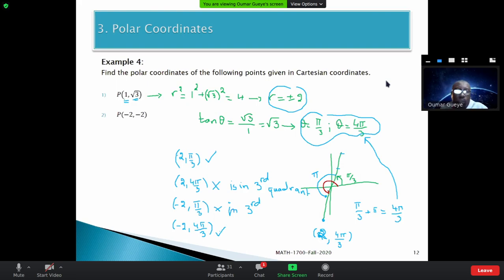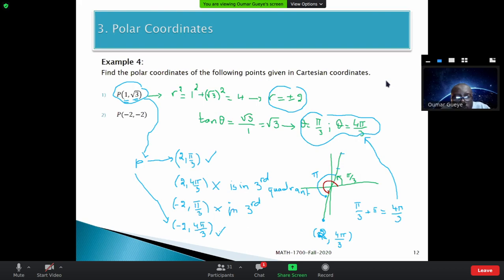Yeah, so these 2 points are the same. It's the same point P. In polar, they are this point here in Cartesian. This is exactly the same point. So here we have it in Cartesian coordinates, and in polar we have two ways to represent the same point.